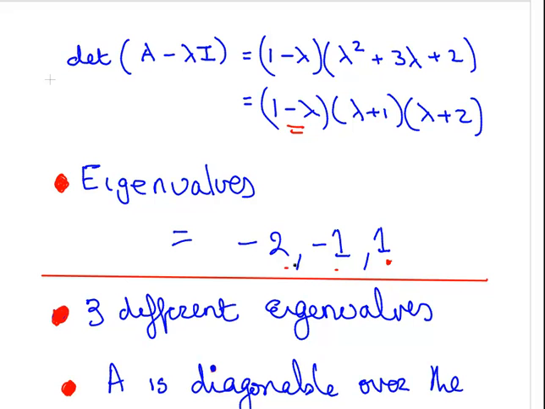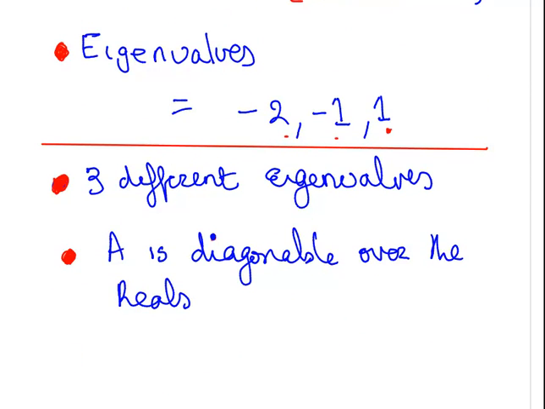Just as a minor remark, this relates to diagonalization later on. This is related to a subsequent presentation. We have 3 different eigenvalues. So what we could say is A is diagonalizable over the reals. I'm not going to really get into that in this presentation, but I'm going to come back to that in future presentations.